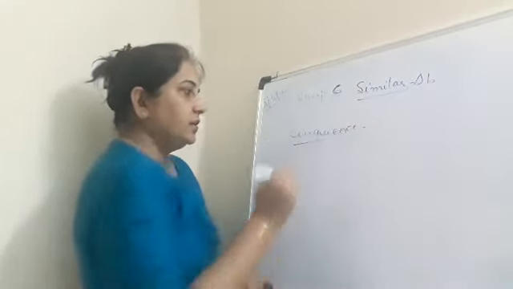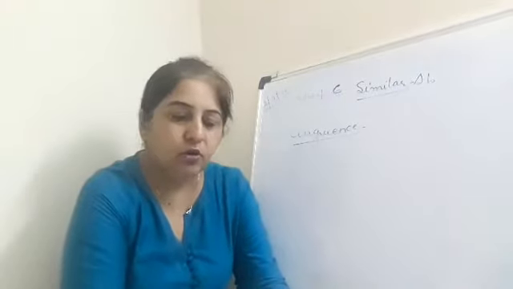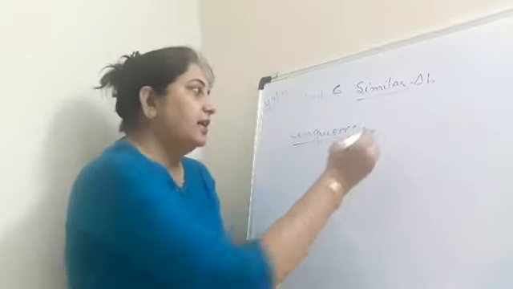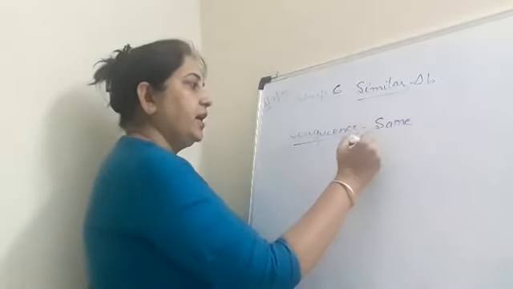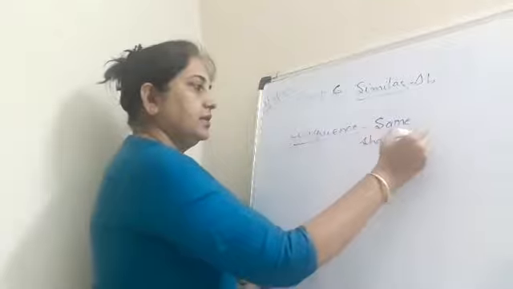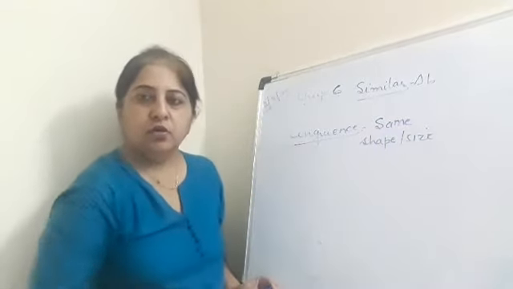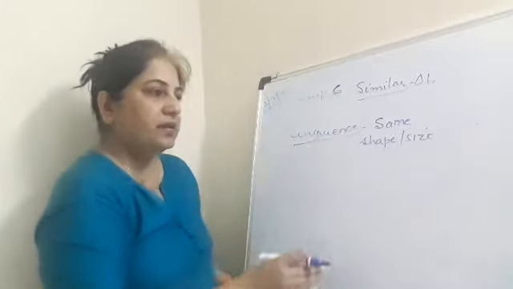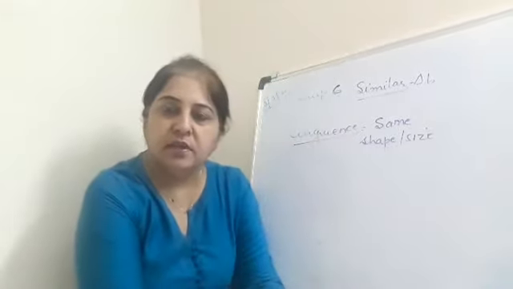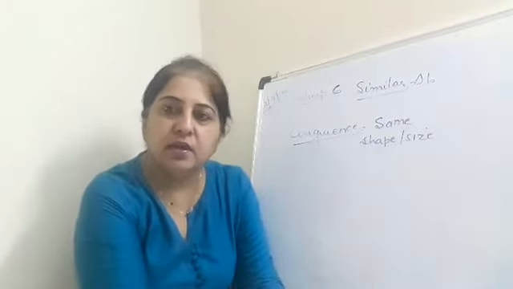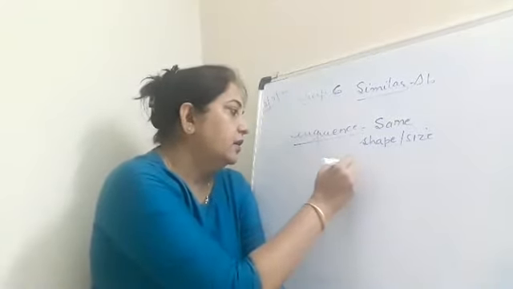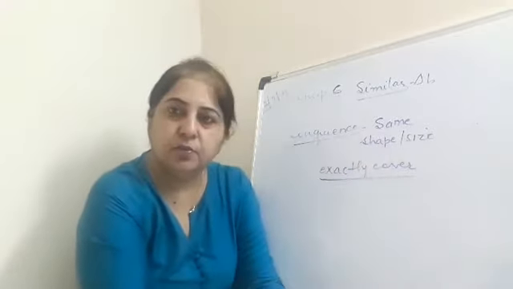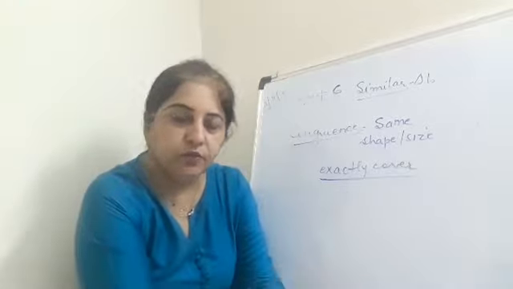Now you all know that congruent figures or congruent objects are those objects or those figures which have exactly the same shape and size. Those objects which have the same shape and the same size are called congruent objects. And one more important thing in congruence is that if you superimpose one on the other, it will exactly cover each other. This is the meaning of congruence.